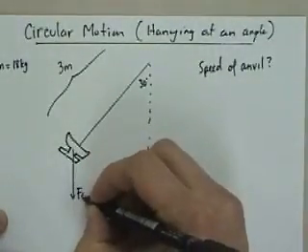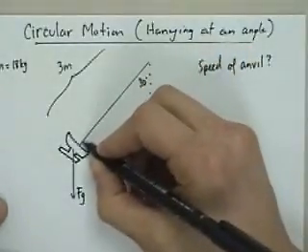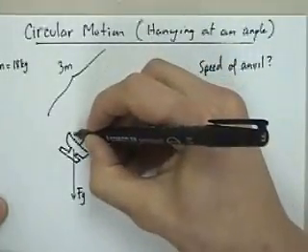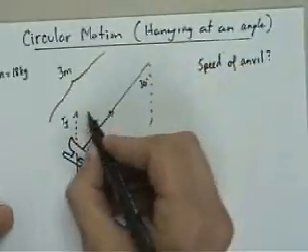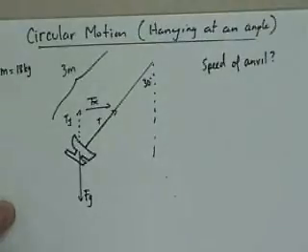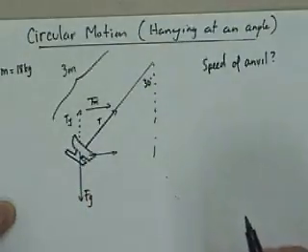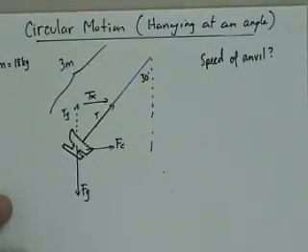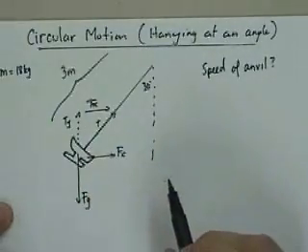Let's draw what we know. We know Fg is going to be pulling it straight down. We know that we're going to have on our rope a tension. We're going to have a tension in the y direction. We also know that we're going to have a tension in the x direction. And we know this tension in the x direction can slide down to here and be this way. But this is circular motion, so that's actually going to be Fc, towards the center.